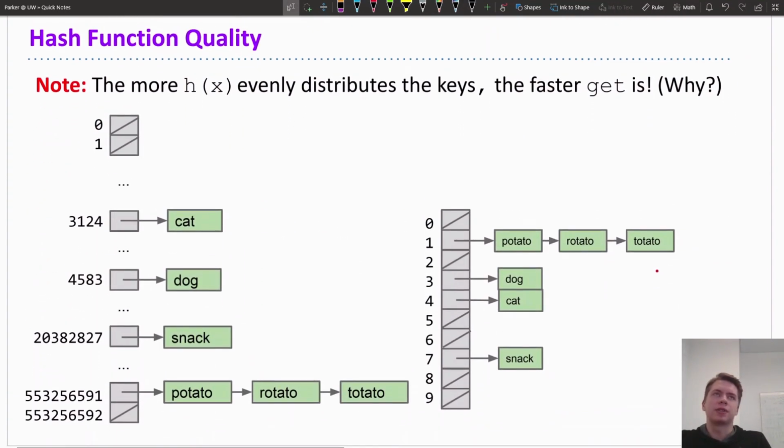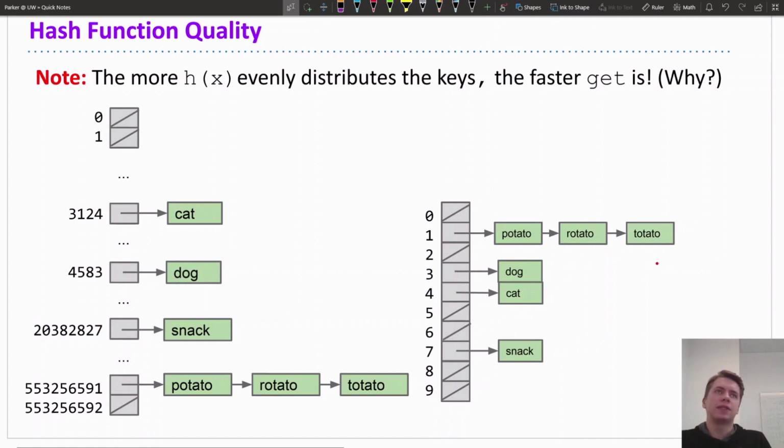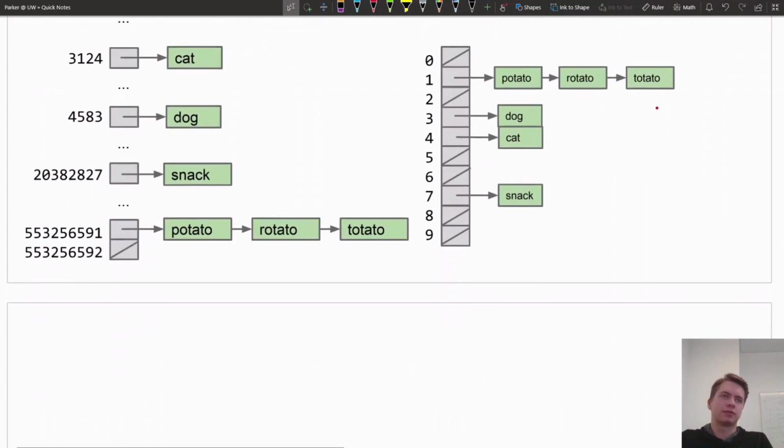And a note on hash function quality: the more evenly our hash function distributes keys, the faster our dictionary operations are. Why? We'll dive into this in the upcoming slides.